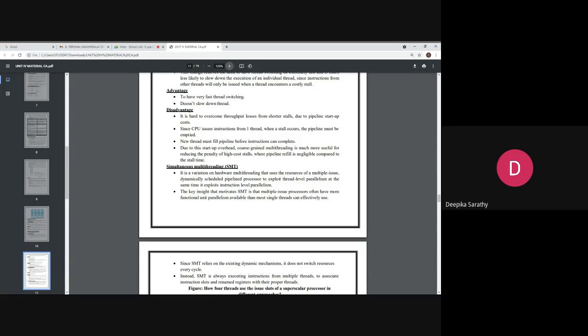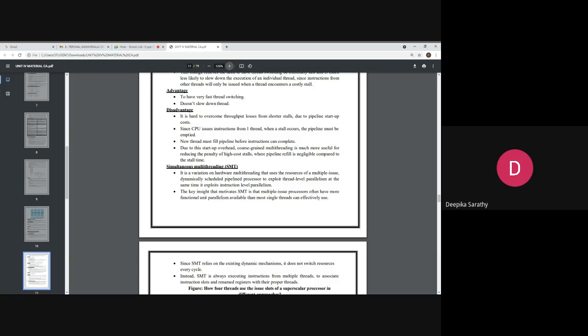Understood? Now, before I complete an instruction, while the pipeline is in a stall, I should have the next instruction present in the pipeline. Okay? Only then, if this instruction is getting completed, I'll go for the second instruction to process the data. Clear? This is the process. Next, the new thread must fill the pipeline before its instruction can complete, due to the startup overhead.